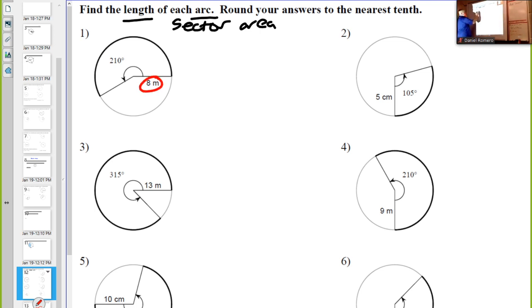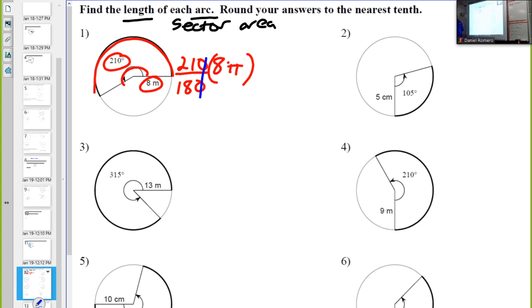The radius here is 8. Stick a pi next to it. Because it is a radius, what are we going to put on the bottom of that fraction next to it? 180. And the amount of degrees is the same as the central angle, which is 210. We learned that we can cancel out the zeros at the end. What's the biggest number you can divide? 3. Yeah, 21 and 18 can both be divided by 3. So this becomes a 7 over 6.